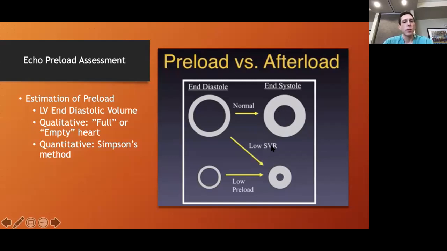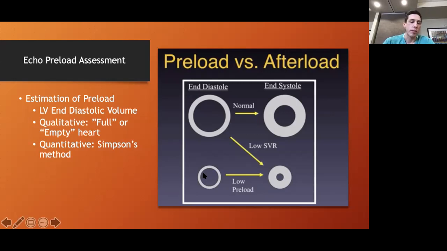Now, in patients with a pure low afterload state, low systemic vascular resistance from distributive shock, they will have a normal end diastolic volume, but a reduced end systolic volume. This reduced end systolic volume is sometimes referred to as a hyperdynamic ventricle, where at the end of systole, you see effacement of the ventricular walls, and they can almost touch each other. However, this reduced end systolic volume, or this hyperdynamic left ventricle, does not distinguish between a preload or an afterload problem. What does is the end diastolic volume.